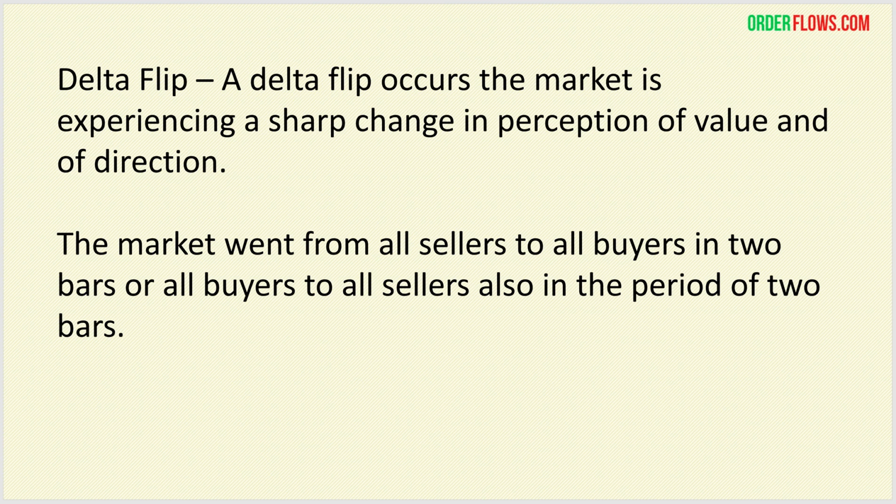And basically, a delta flip occurs when the market's experiencing a sharp change in perception of value and of direction. Basically the market goes from all sellers to all buyers in 2 bars, or all buyers to all sellers also in a period of 2 bars. But I'm going to explain a little bit later how to look at it over 3 bars.